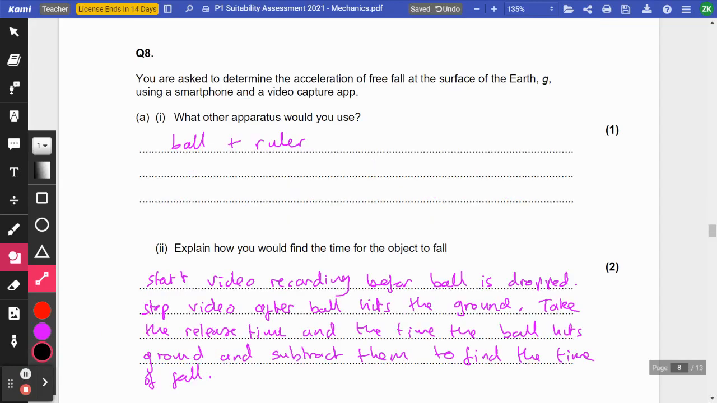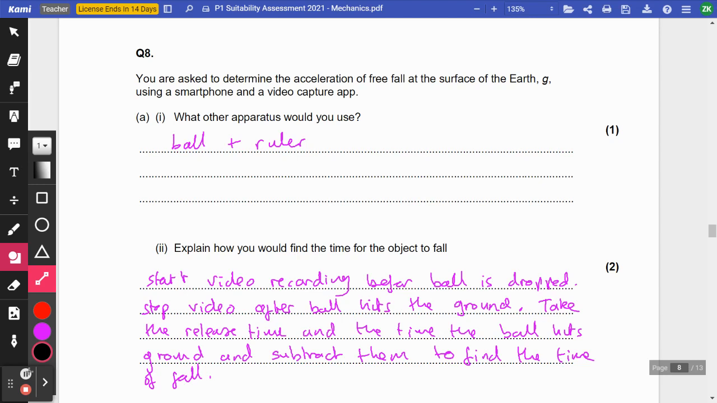Question 8, you're asked to determine the acceleration of free fall at the surface of G. This is an experiment that would have been done in class, and you were using your smartphone with a slow motion camera app, and you were using a ball and a ruler attached to a clamp stand. So that's the experiment that was done to calculate the acceleration of free fall.